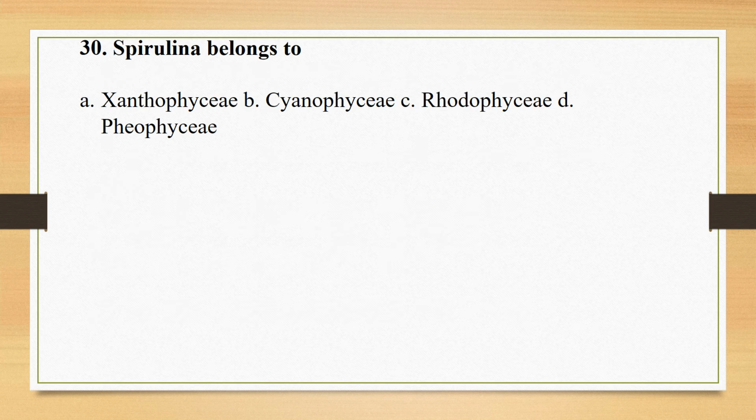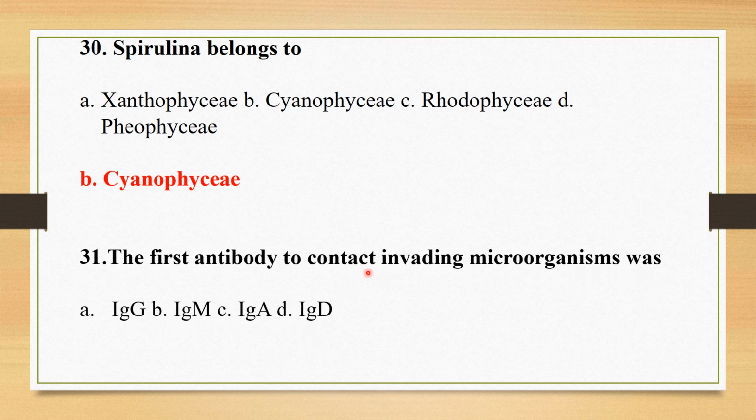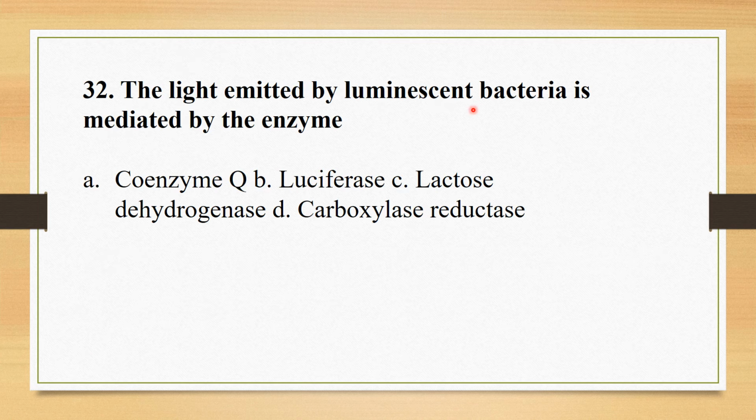Spirulina belongs to which group: Xanthophyceae, Cyanophyceae, Rhodophyceae, or Phaeophyceae? The best answer is Cyanophyceae. IgM is the first antibody produced when the body contacts a pathogen. The light emitted by luminescent bacteria is mediated by the enzyme luciferase, produced by the luminescent bacteria.